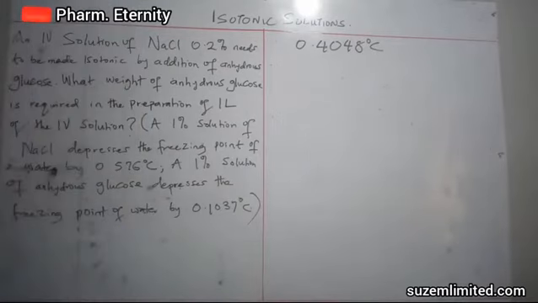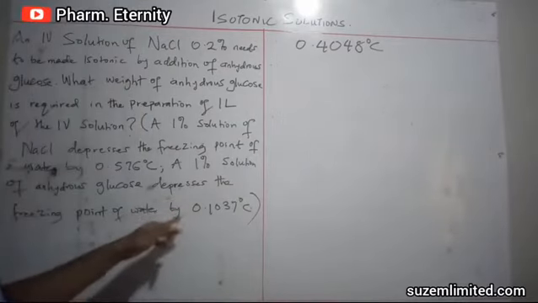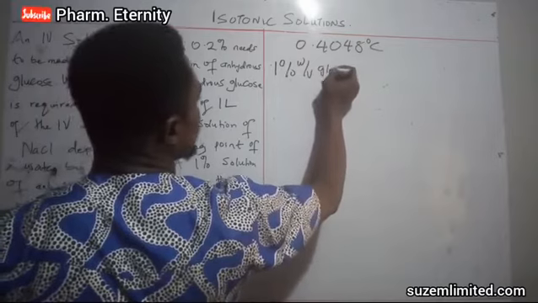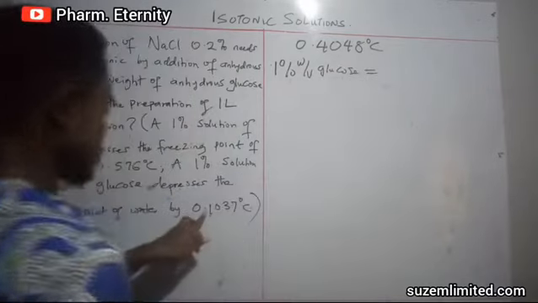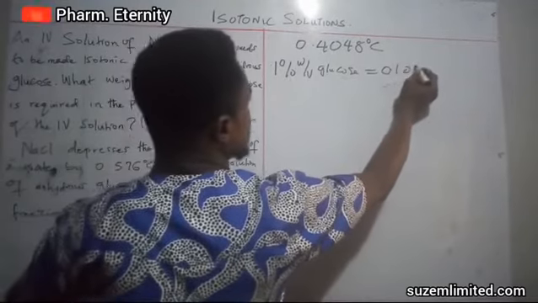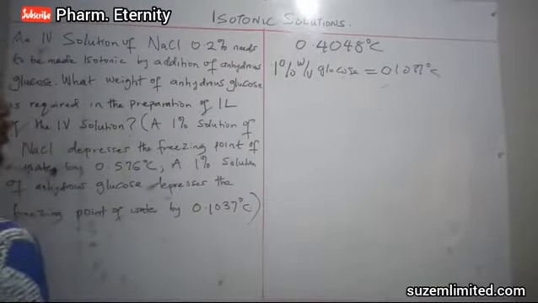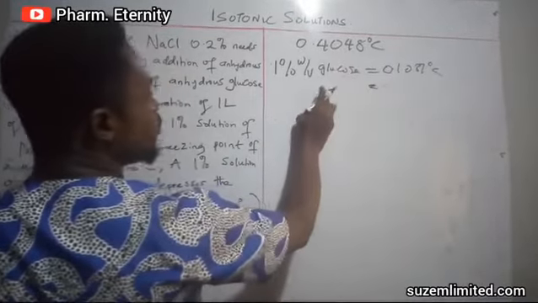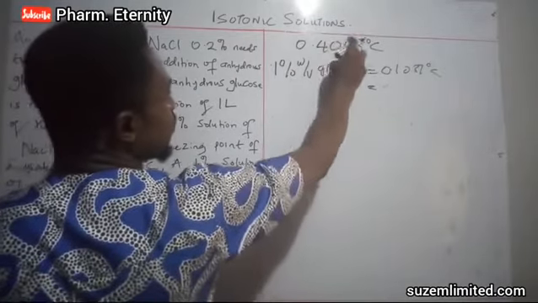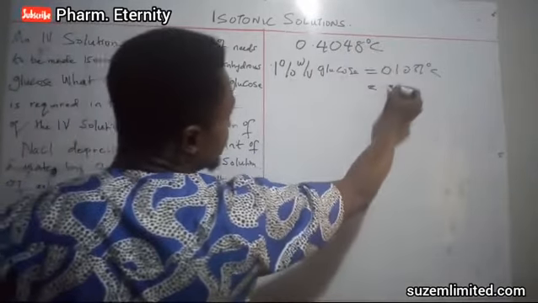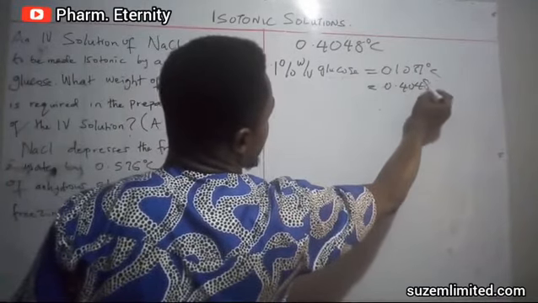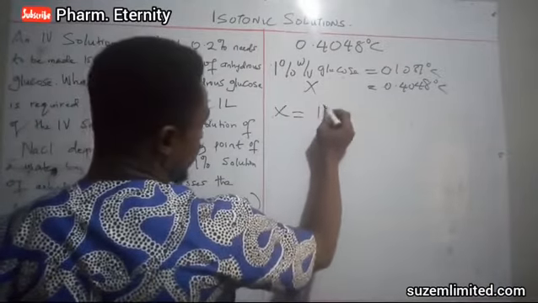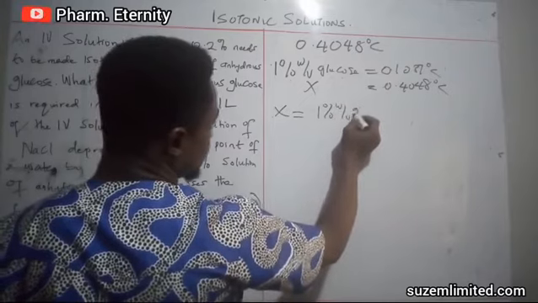Now we have already established, it is already given to us, that 1% weight per volume glucose causes a depression of 0.1037 degrees Celsius. So now, what we want to know is the strength of this glucose that can cause this 0.4048 degrees Celsius depression. We don't know, we call it X. So X is now equal to 1% weight per volume glucose.